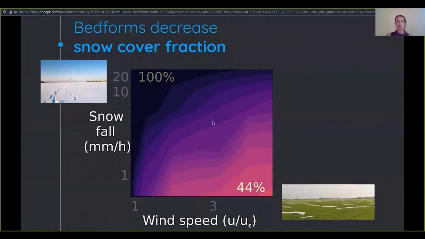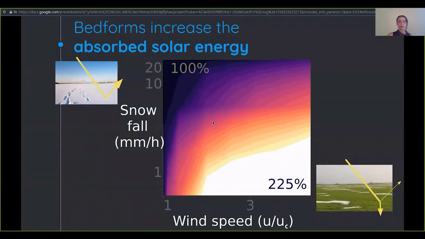Here again, as a function of wind speed and snowfall, we see the cover fraction, which is the difference between the picture in the top left, 100%, where the entire surface is white and reflective, and the bottom right picture, again mostly grass and not so reflective at all. This leads to about a half reduction in cover fraction, and because snow is so much more reflective than anything else, if we go back to that example of ice on the Bering Strait, this leads to about a doubling of the total amount of solar energy that gets absorbed, which in sea ice would correspond pretty neatly to a doubling of the melt rate in spring.